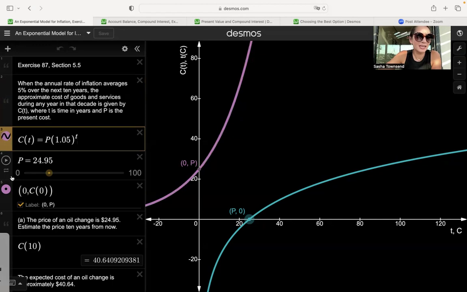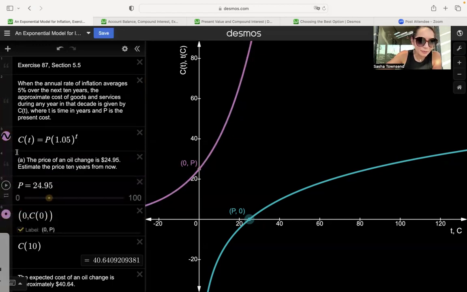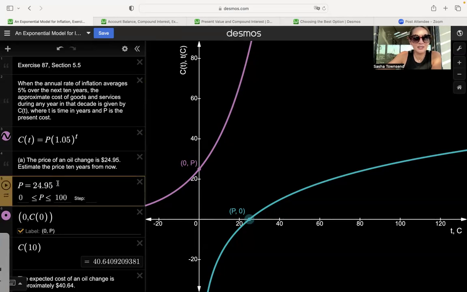And then in part A, it says, the price of an oil change is $24.95. Obviously, this seems to be a very dated textbook. I don't know when it was published, but the price of an oil change being $24.95 is an inexpensive oil change. I think it was like $30 in the 90s, and it's been a long time since then. It says estimate the price 10 years from now. Well, assuming that price is initially $24.95, we can just evaluate this function at t equals 10. And that's going to give us the price of the oil change 10 years from now.